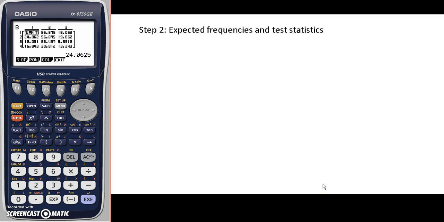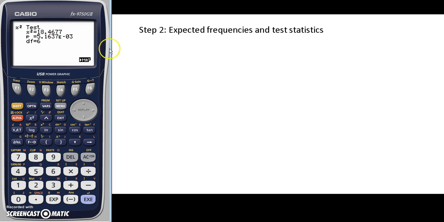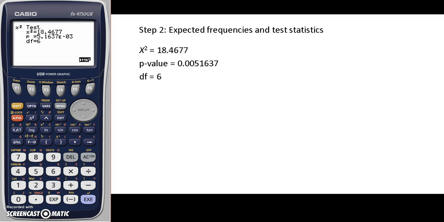So we want to go on and actually look at our test statistics. So we can exit out of this and again come back to that screen. So we can now report our chi-squared value of 18.4677, our p-value of 0.0051637, and our degrees of freedom of 6. So you can see we can get our degrees of freedom from a graphics calculator, but we could also calculate it by looking at our table, seeing that we had 4 rows and 3 columns. We take 1 off each of those numbers to give us 3 times 2, which is the 6 degrees of freedom that we see.